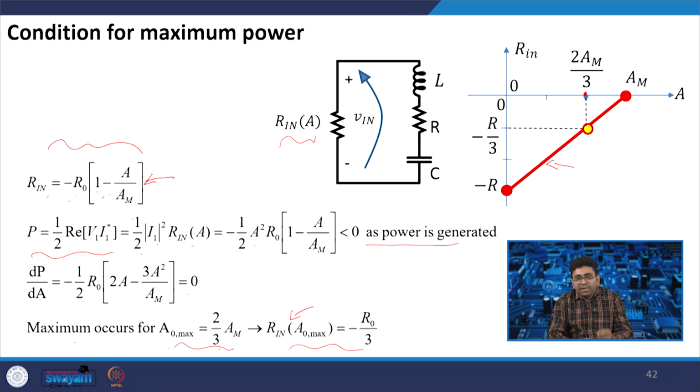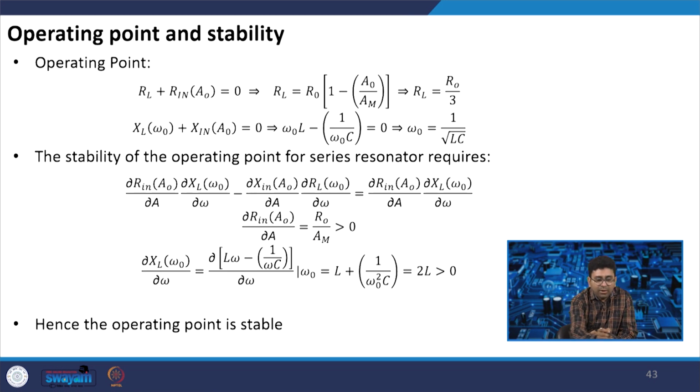Now, we will find out all the values: input impedance, R in, X in, and whether it is stable or not. So, what are the operating point and stability? The operating point is RL plus R in A naught equal to 0. So, RL is given by R naught, because that is minus, R naught 1 minus A naught by A m. So, RL is equal to R naught by 3.